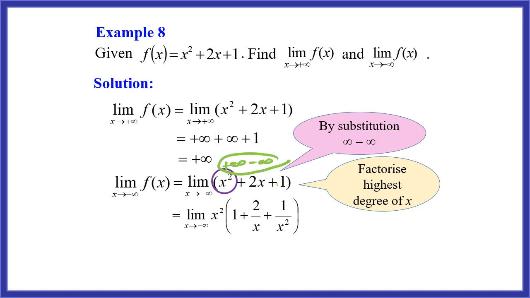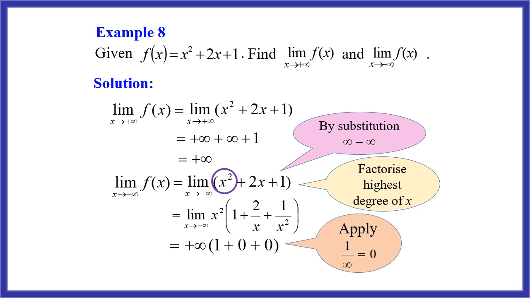Factorize out the power. Okay, so we factorize out the x squared from the function. So we have 1 over here. So 1 over infinity, we know exactly the value, right? So x squared is negative infinity squared. So we get positive infinity.